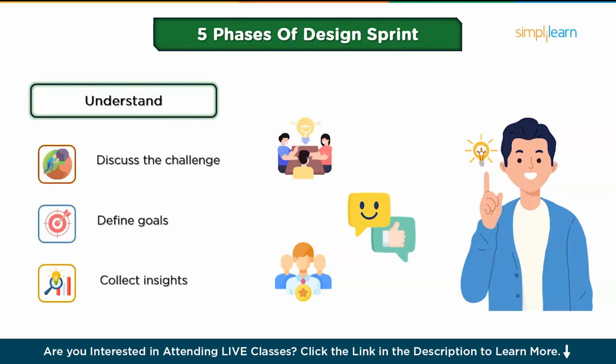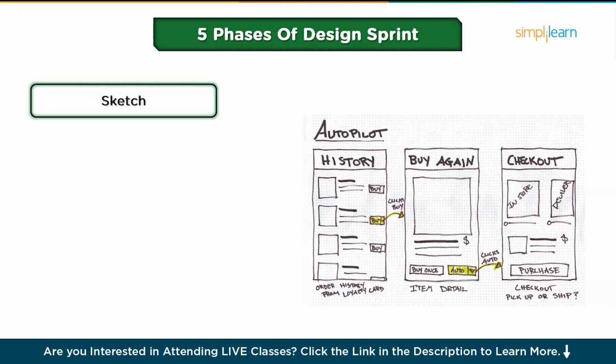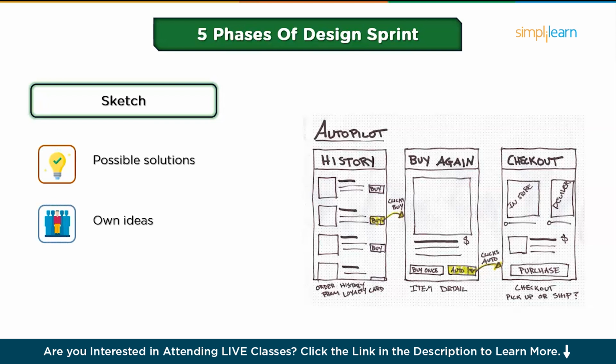So this phase ensures the team has a clear understanding of the problem they are trying to solve before diving into solution. Now the second phase is sketch. So in this phase, each team member works individually to come up with possible solutions. Instead of group brainstorming, everyone sketches their own ideas, which helps avoid groupthink and ensures creative variety. These sketches don't need to be detailed, they are just quick drawings to share initial thoughts.